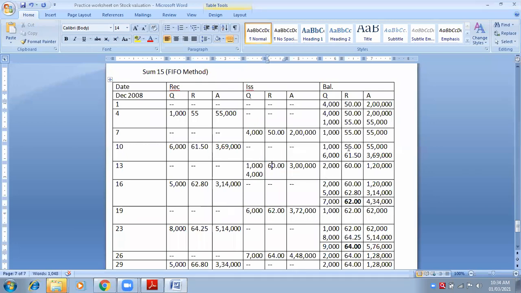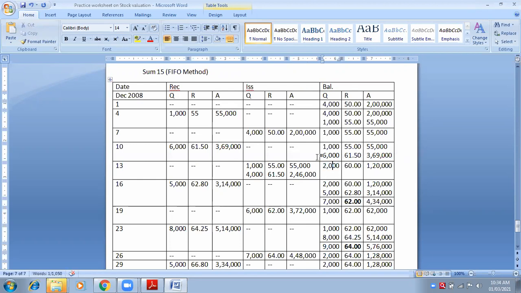Okay, what is 1,000 ka rate? 55. Yes. So what is the amount? 55,000. What is 6,000 ka rate? 61.50. So we will take 61.50 for 4,000 units. So tell me, 4,000 into 61.50 is how much? 2,46,000. Now come to the balancing figure.